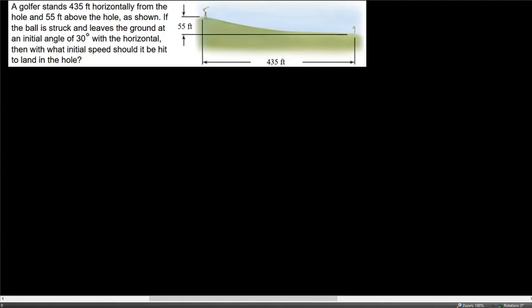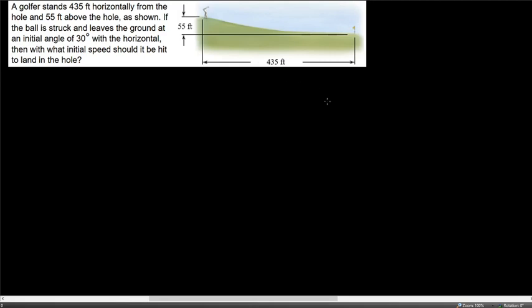Okay, so this is a question that came up in the homework. It says a golfer stands 435 feet horizontally from the hole and 55 feet above the hole, as shown in the picture. If the ball is struck and leaves the ground at an initial angle of 30 degrees with the horizontal, then with what initial speed should it be hit to land in the hole?